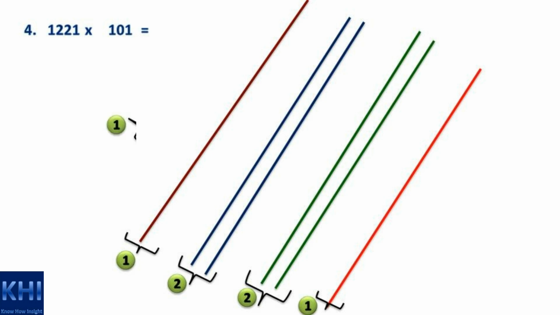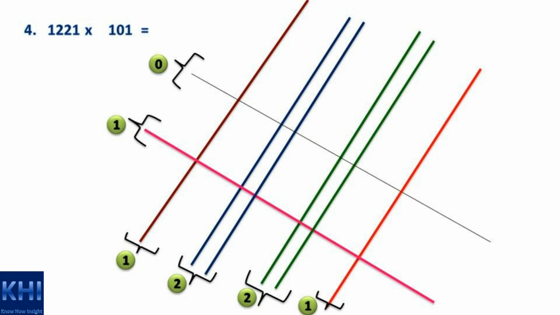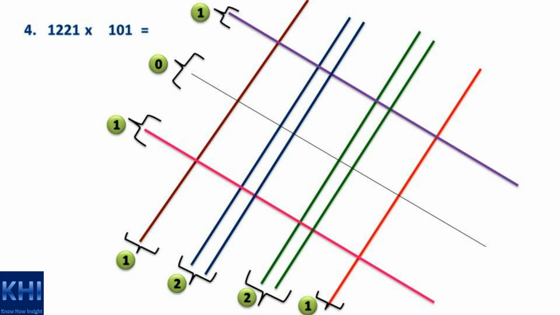Now let's draw a set of lines for 101. Your first number is 1, so draw 1 slanting line. Your second number is 0, so draw a line which is different from other lines. To differentiate from other lines, I have drawn a slightly thin line. Now your third number is 1, so draw one more slanting line downward. Let's mark the intersecting points. To note, the 0 line does not have any intersecting points.